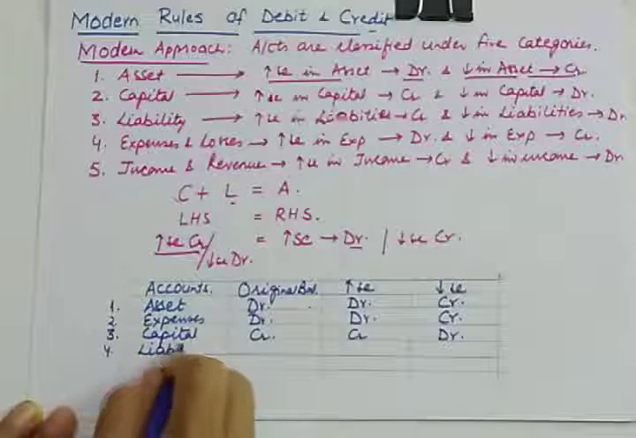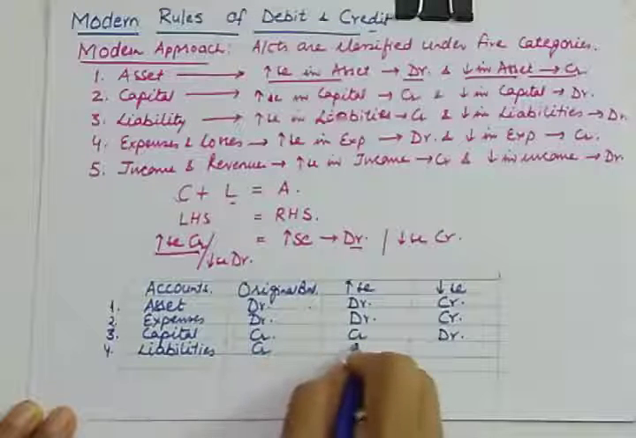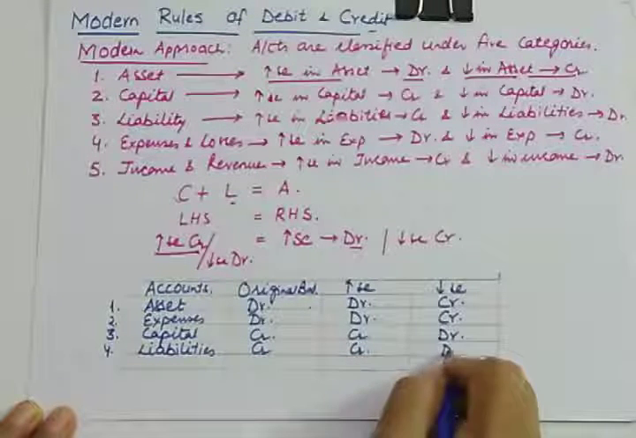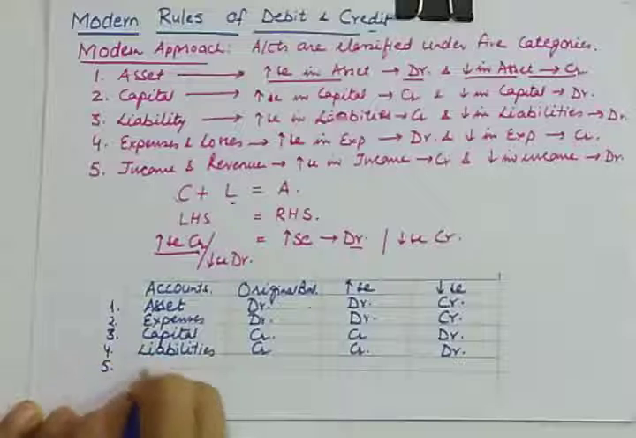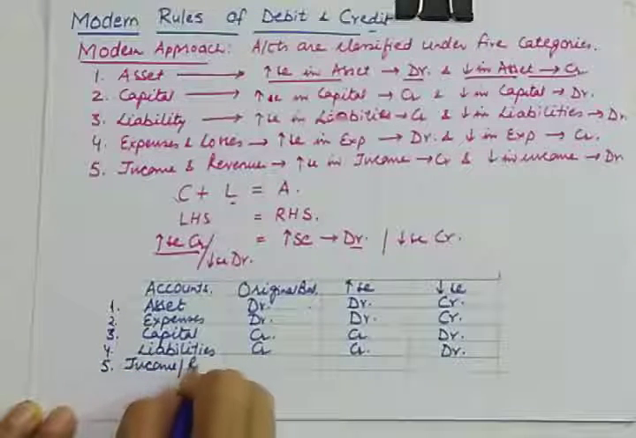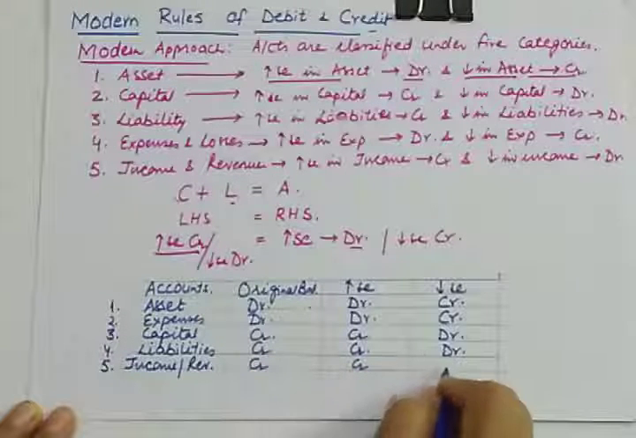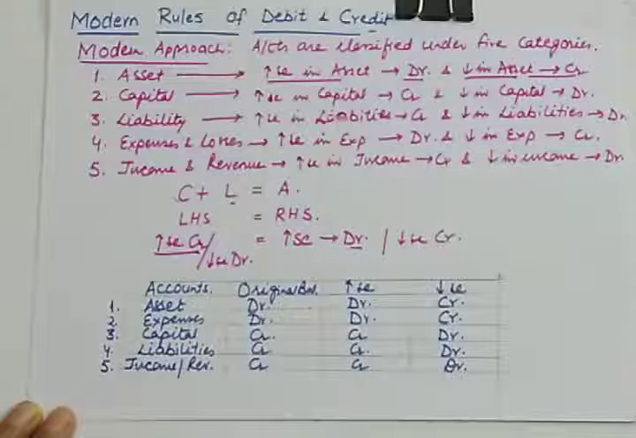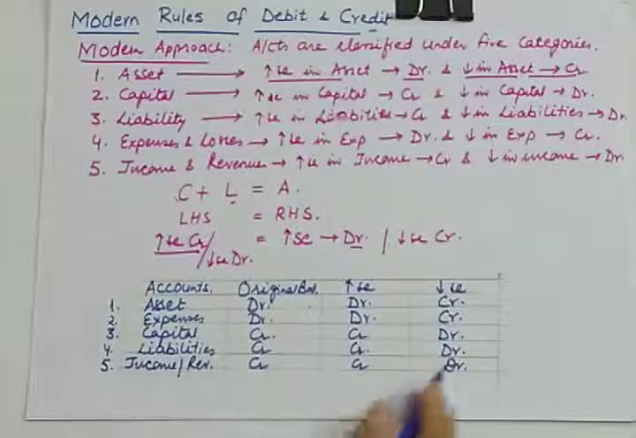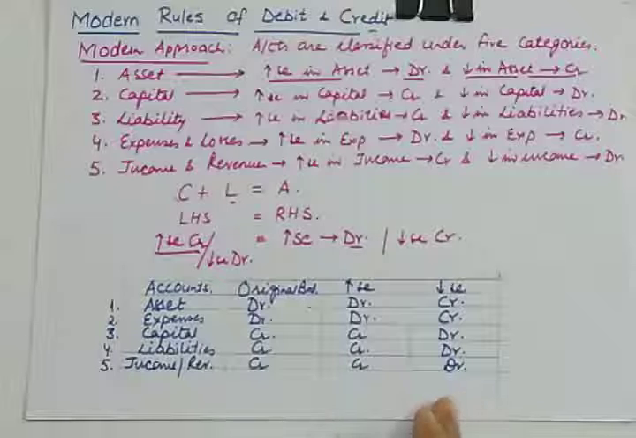Liabilities, again credit, increase credit, decrease debit. Then income and revenues, credit, increase credit, decrease debit. So these are the rules according to the modern approach.